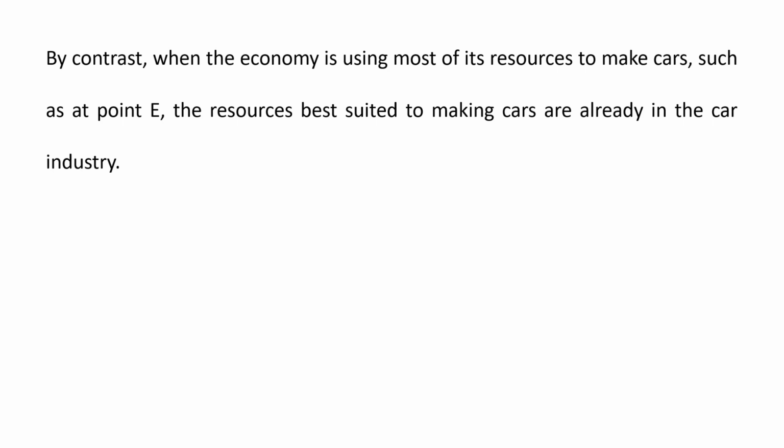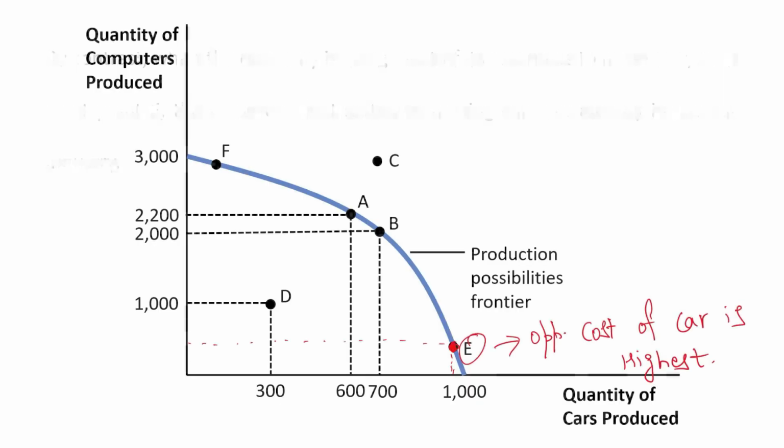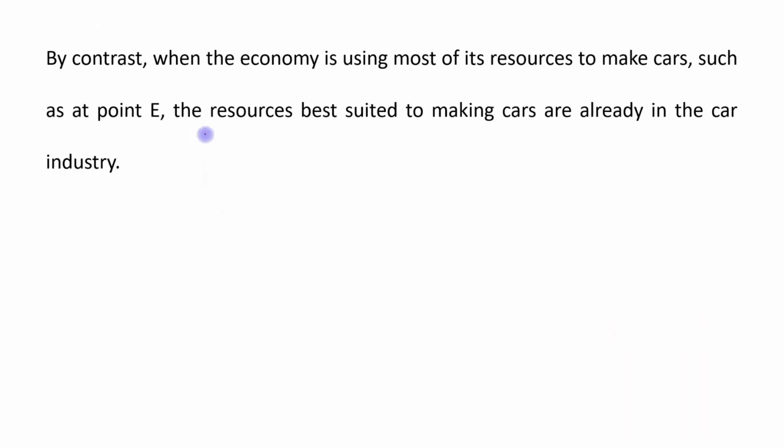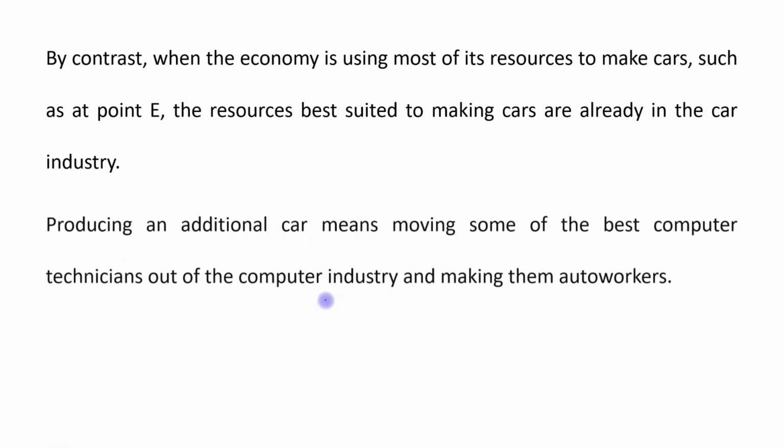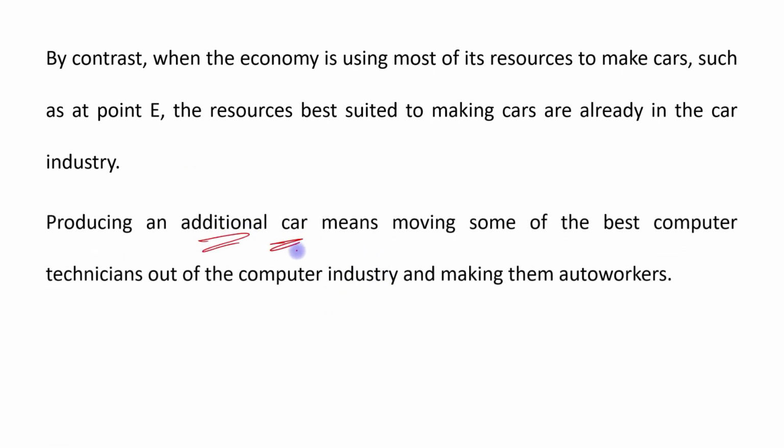By contrast, when the economy is using most of its resources to make cars, such as at point E, the resources best suited to making cars are already in the car industry. So if we see this particular point, point E, the economy is producing many cars and fewer computers. We can say that the resources best suited to making cars, that means skilled auto workers, are already in the car industry. Which means that if we want to produce an additional car, we have to move some of the best computer technicians out of the computer industry and make them auto workers.